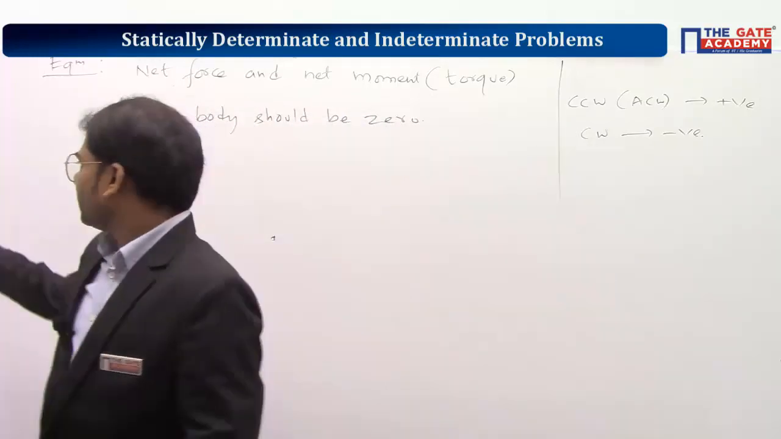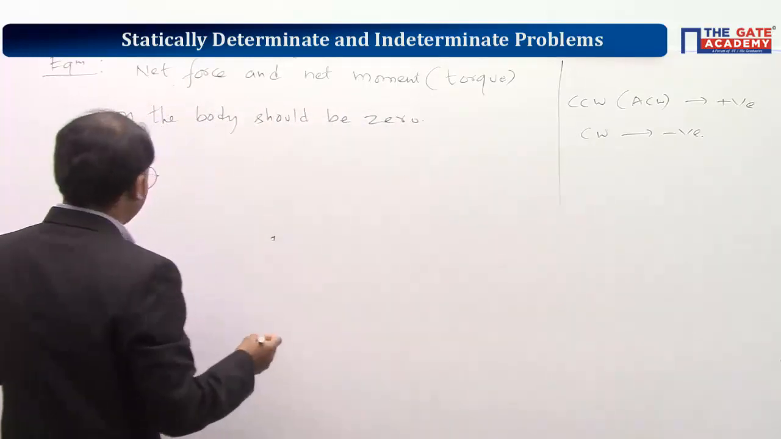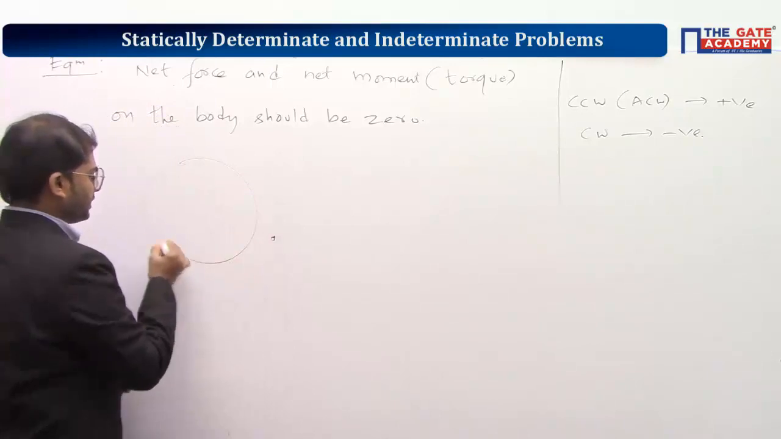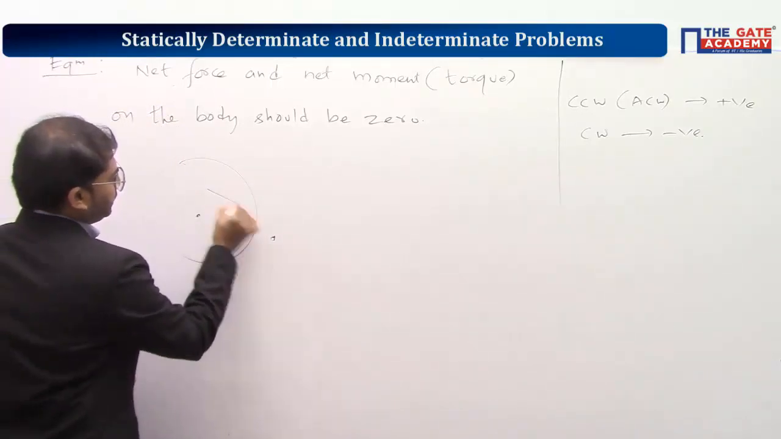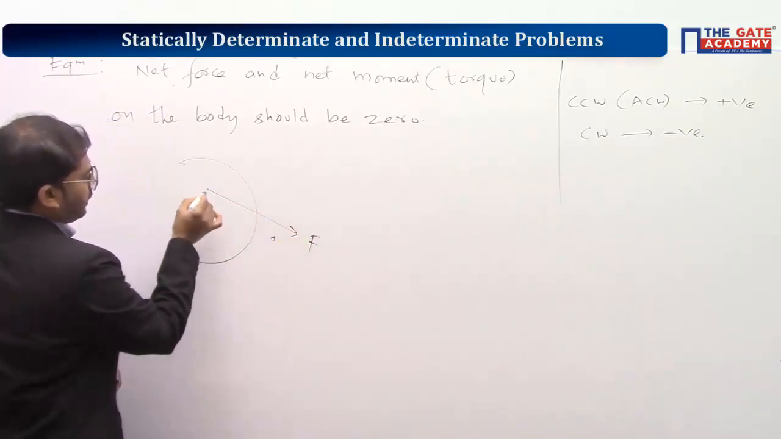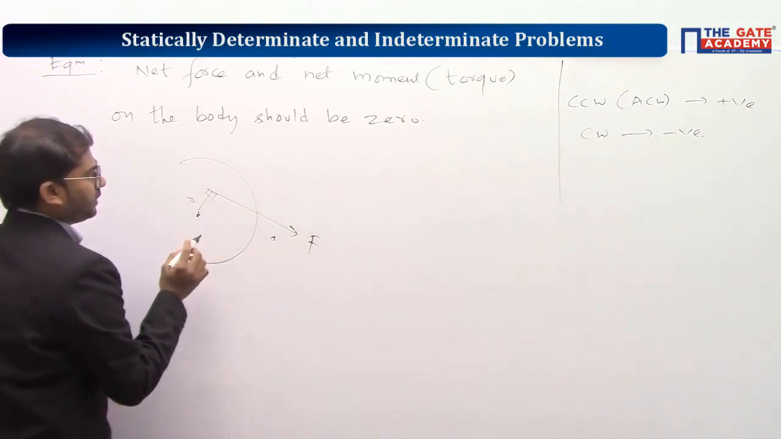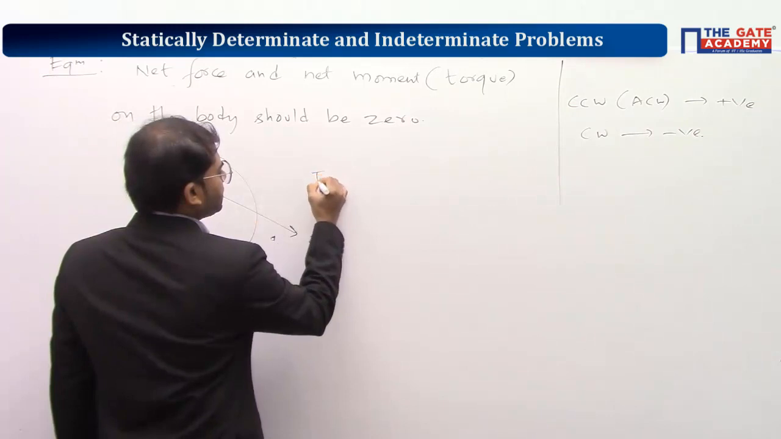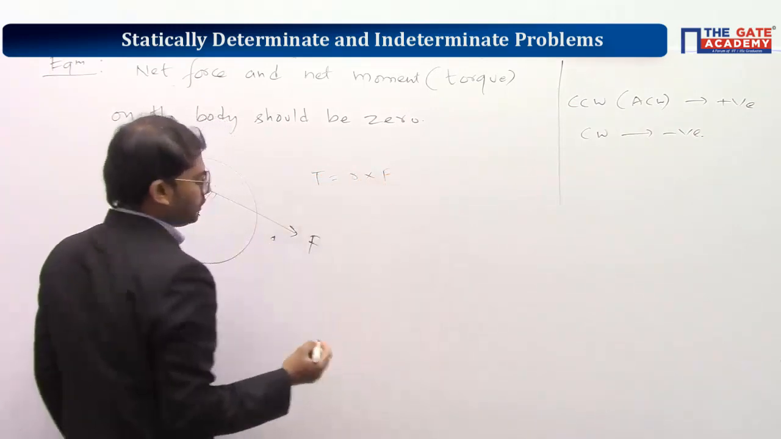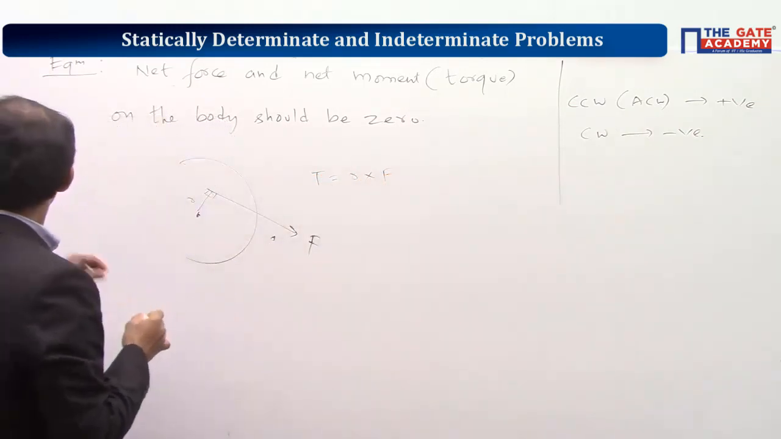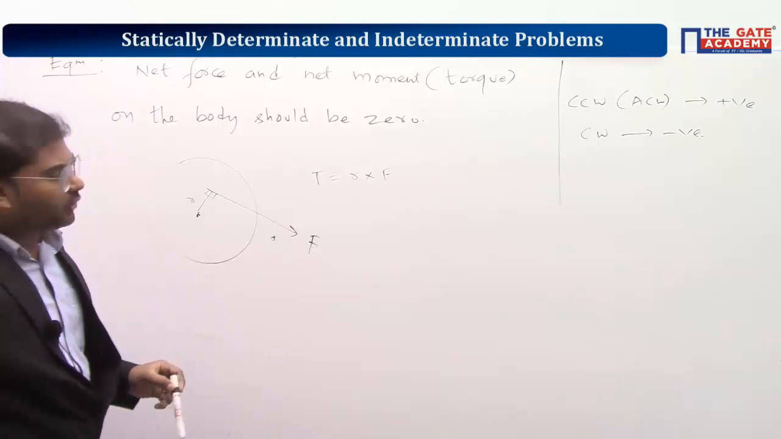We have taken the example of a pulley and force. It was like this. It is a center. So force was acting eccentrically from the center with the radial distance of r. So torque is given by r into F.